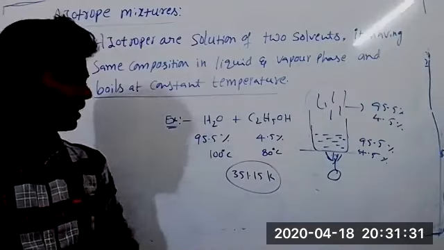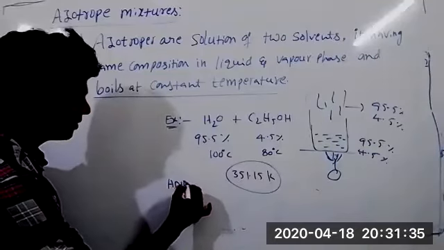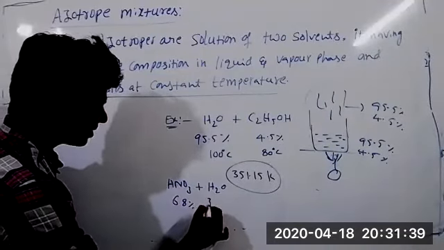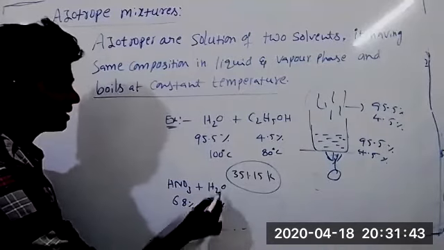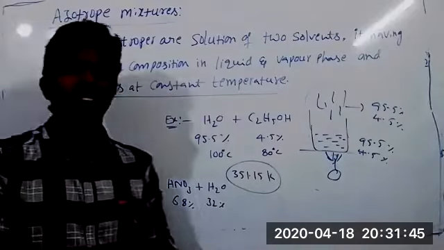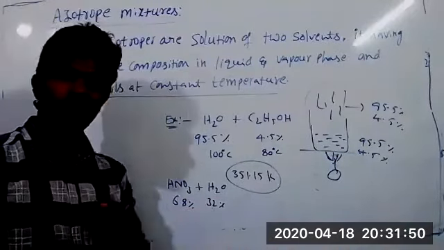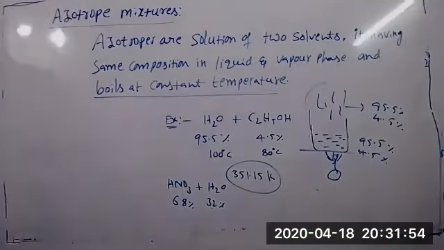No, sir. This is one example, and there is another example also. Nitric acid and water. Here, nitric acid is maintained at 68% and water at 32%. Suppose you take 68 grams of nitric acid and 32 grams of water, then that solution also behaves as an azeotrope mixture. Suppose this composition changes, it won't behave as an azeotrope, mind it. Sir, but how does the composition maintain the temperature?